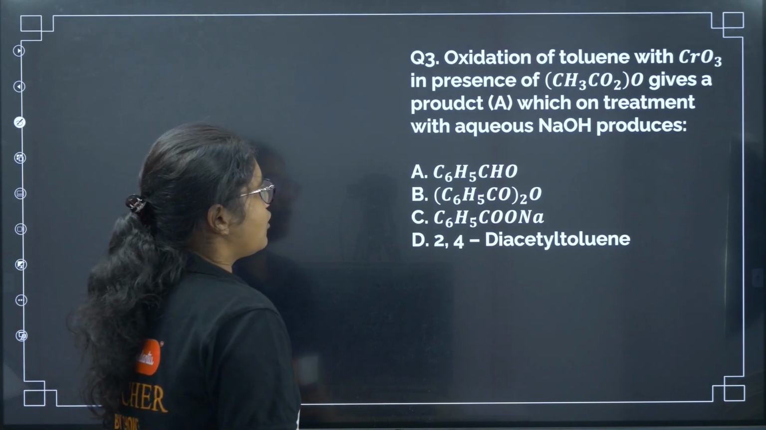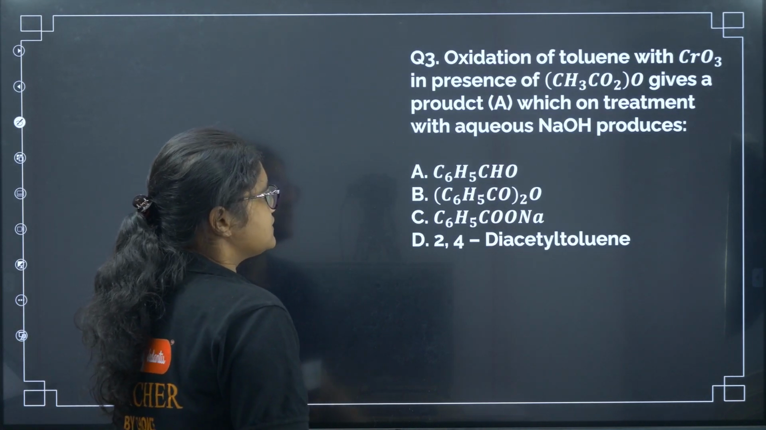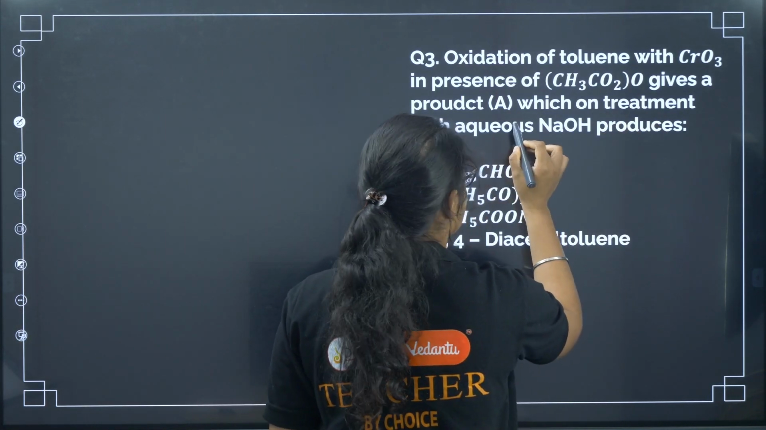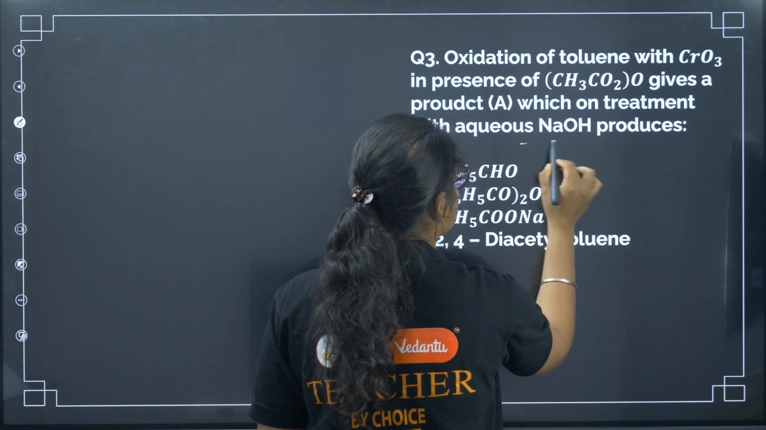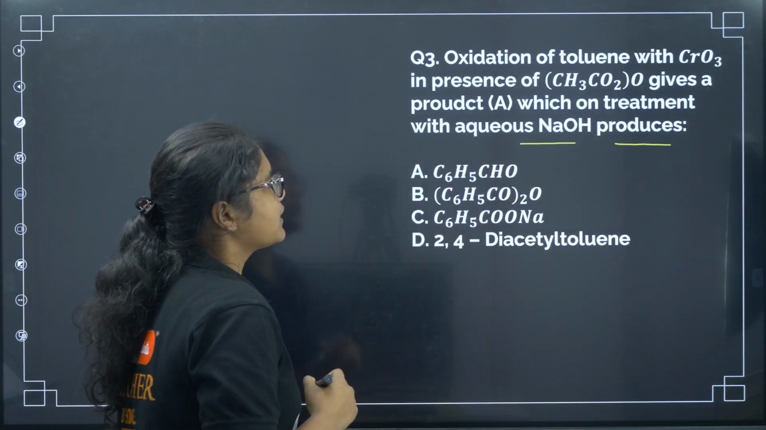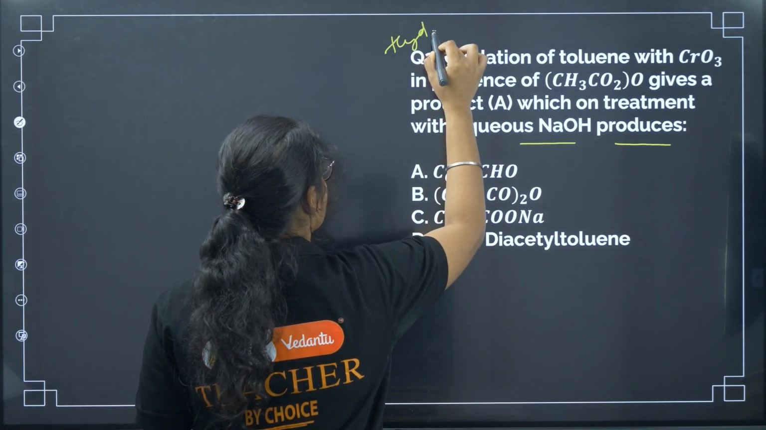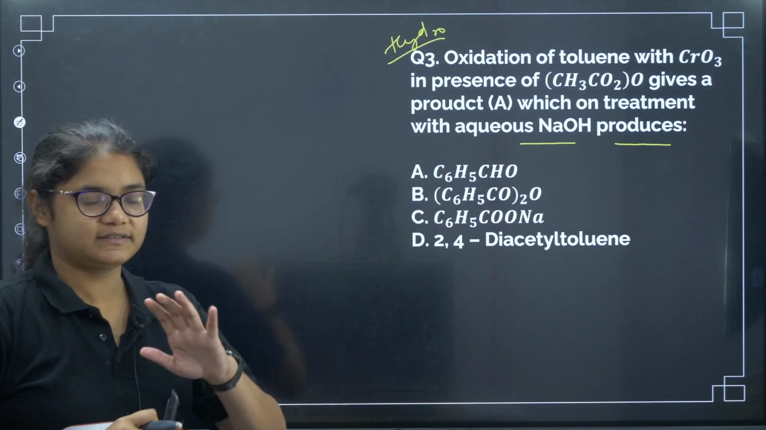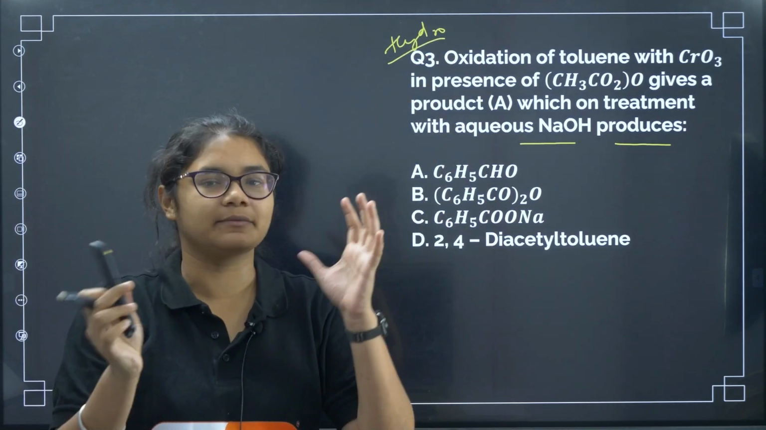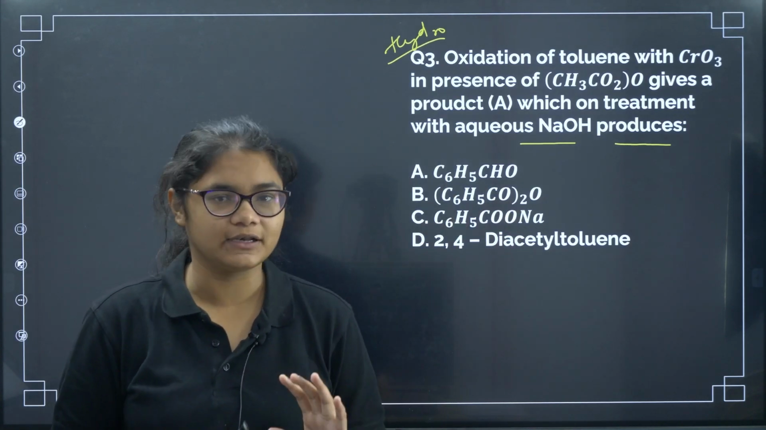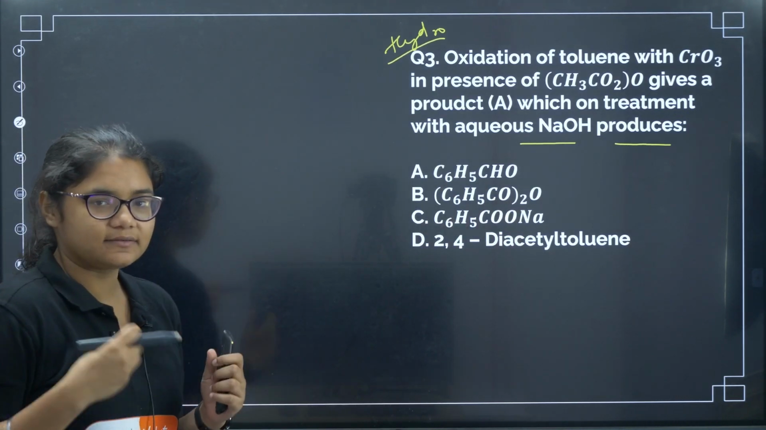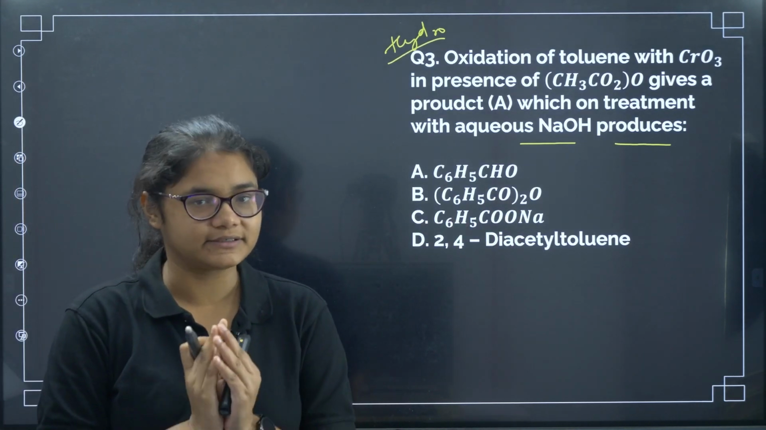Next, oxidation of toluene with CrO3 in presence of (CH3CO)2O gives a product A, which on treatment with aqueous NaOH produces dash. So the question is from hydrocarbons, or organic chemistry in general. We cannot distinguish which chapter it is from because many reactions are mixed and matched and asked in a single question. That is why it is a little difficult, and you must know all the reactions properly.